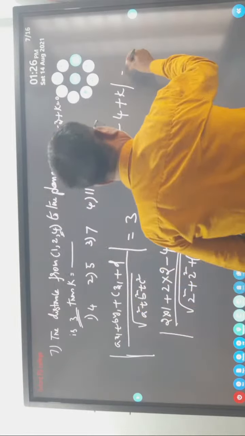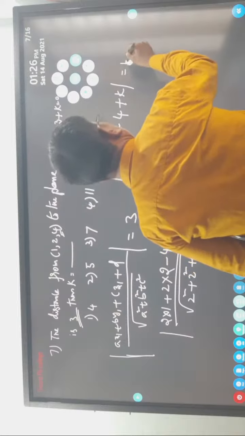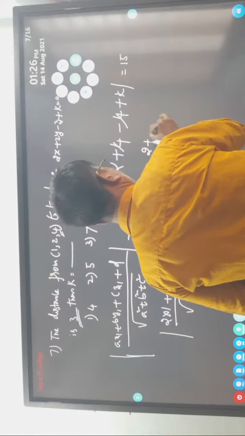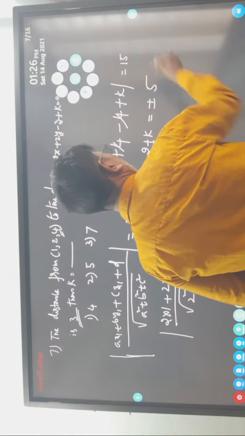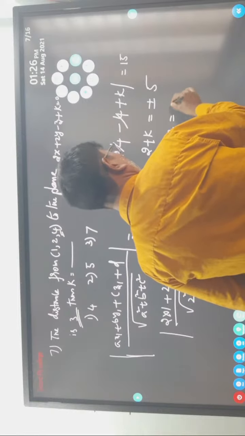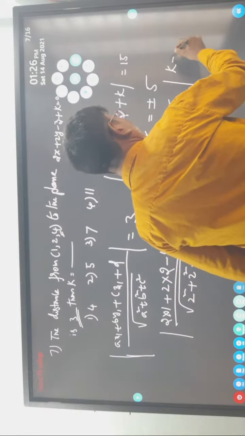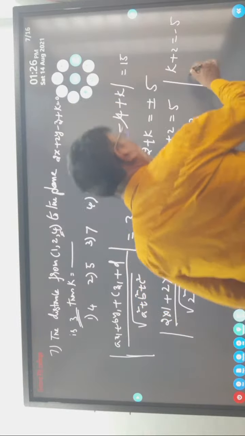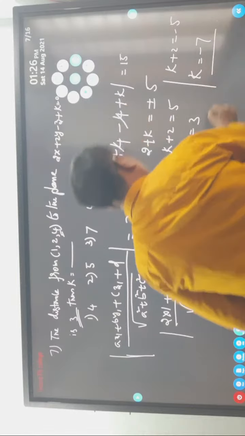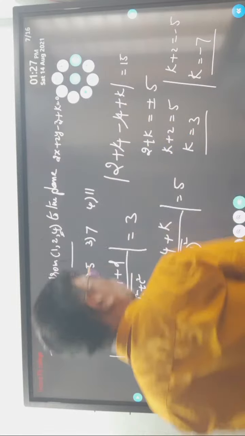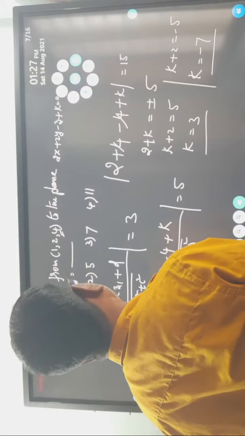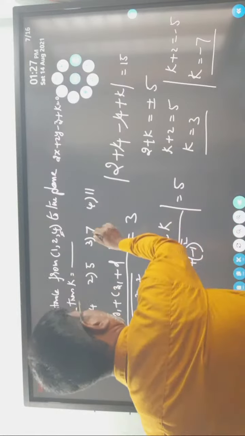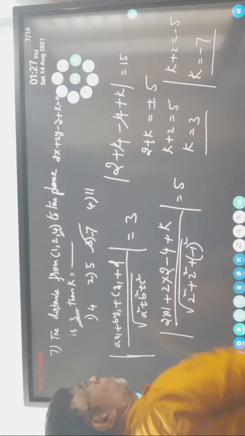That is nothing but the perpendicular distance. If you take the modulus, 4 cancels, so 2 plus k equals plus or minus 5. So k plus 2 equals 5, or k plus 2 equals minus 5. Check which one is the correct answer: k equals 3 or k equals minus 7. Which one is important? That is k equal to 3, so 3 is the correct answer.